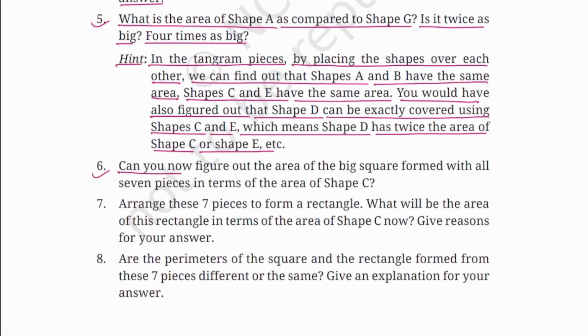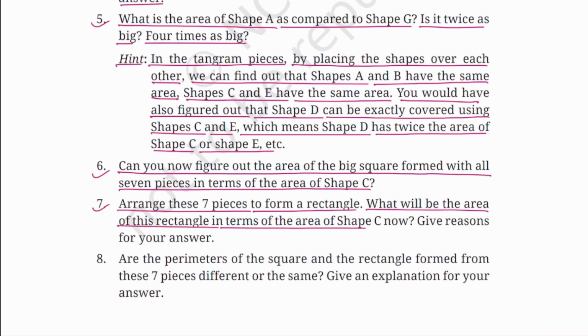6. Can you now figure out the area of the big square formed with all 7 pieces in terms of the area of shape C? 7. Arrange these 7 pieces to form a rectangle. What will be the area of this rectangle in terms of the area of shape C now? Give reasons for your answer.